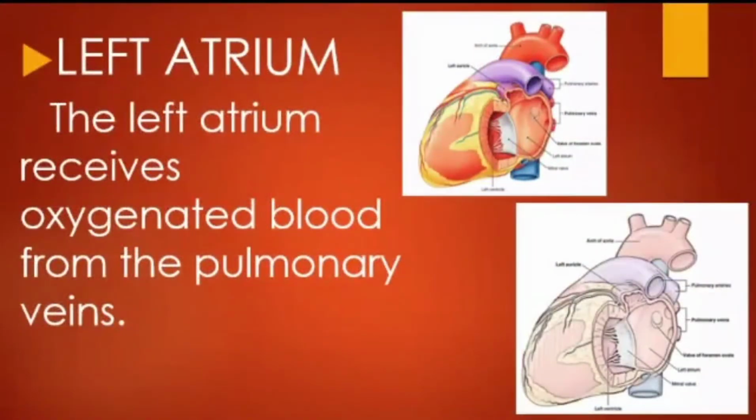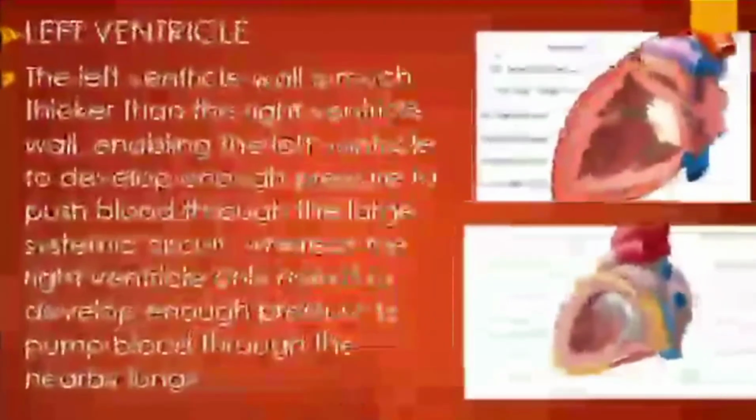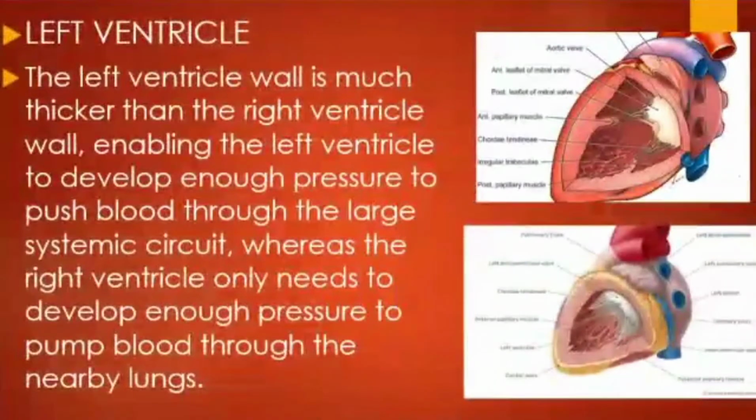Then the left atrium. The left atrium receives oxygenated blood from the pulmonary veins. Left ventricle. The left ventricle wall is much thicker than the right ventricle wall, enabling the left ventricle to develop enough pressure to push blood through the large systemic circuit, whereas the right ventricle only needs to develop enough pressure to pump blood through the nearby lungs.